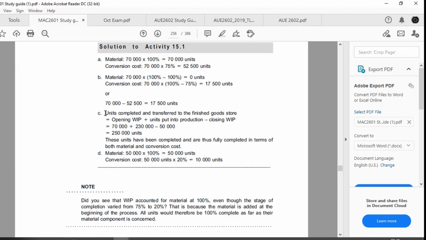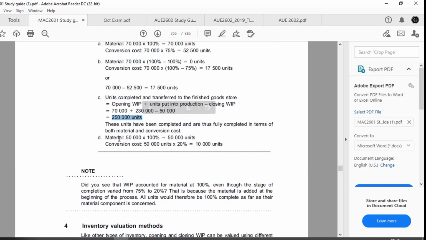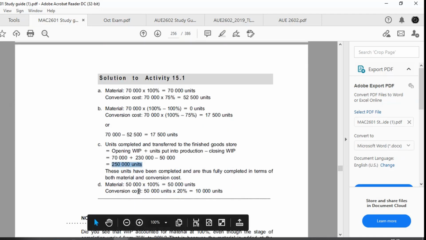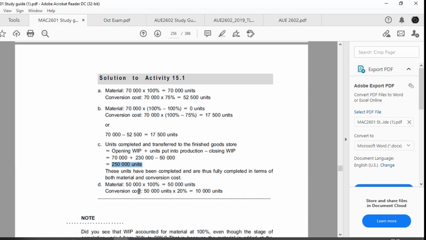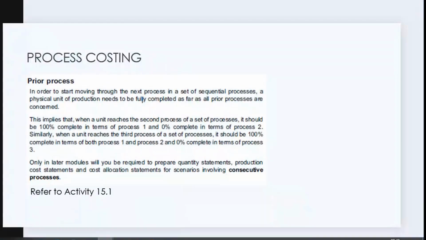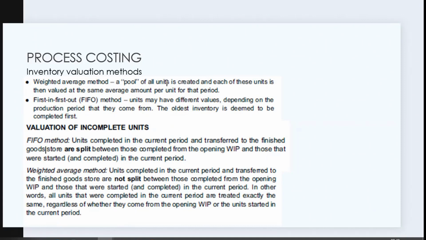So I'm just moving it forward to say that the units completed and transferred to the finished goods store are your opening WIP plus the units put into production, which is those 230,000, minus the closing WIP, and that's what will be taken to the finished goods store. Okay. And then D, they asked you the equivalent units. Equivalent units is just to recognize that for material it is 100%, and for conversion, what percentage are we on in terms of completion? Okay. Right. Thank you for participating, guys.